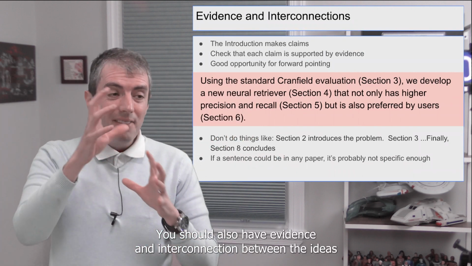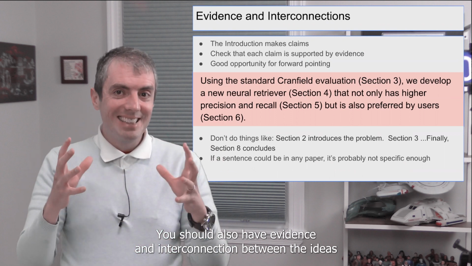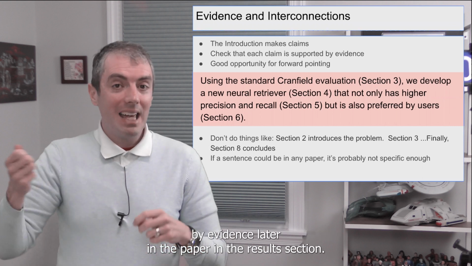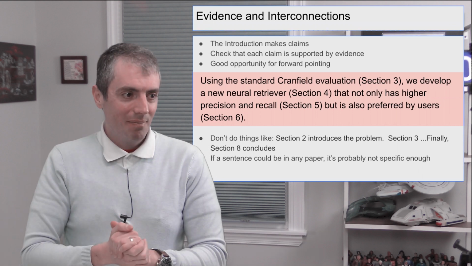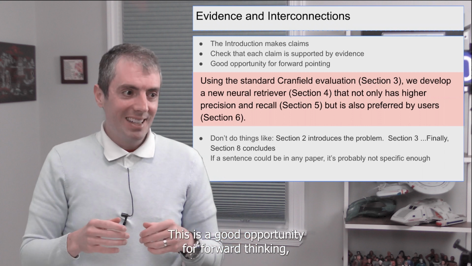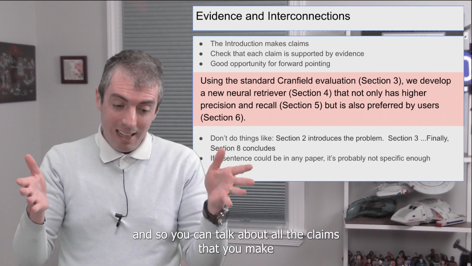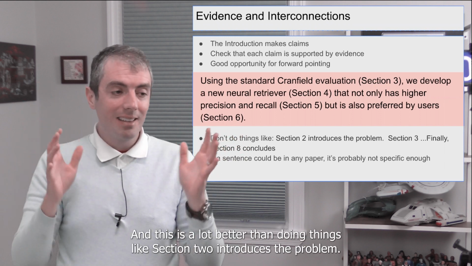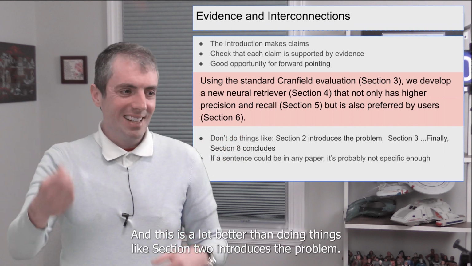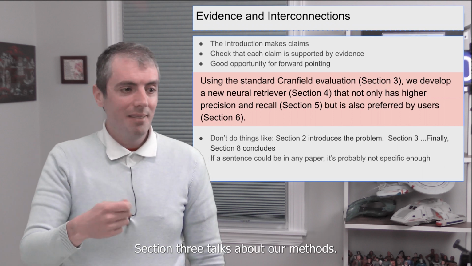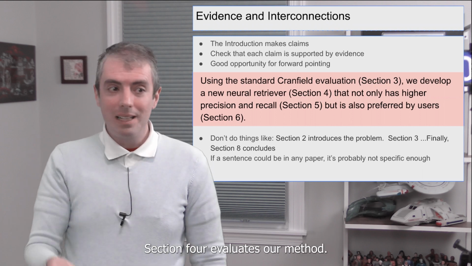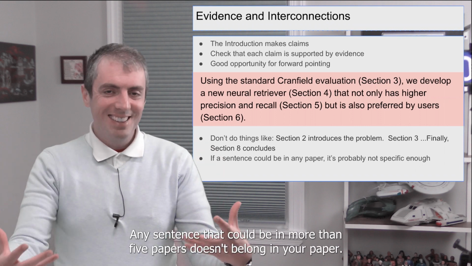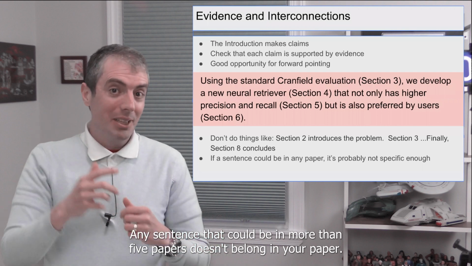You should also have evidence and interconnection between the ideas in your paper. The introduction will make claims. Check that each claim is supported by evidence later in the paper, in the results section. This is a good opportunity for forward pointing. You can talk about all the claims that you make in the introduction and point to the relevant sections that support them. This is a lot better than saying things like, Section 2 introduces a problem, Section 3 talks about our method, Section 4 evaluates our method, finally Section 8 concludes. That could be in any paper. Any sentence that could be in more than 5 papers doesn't belong in your paper.